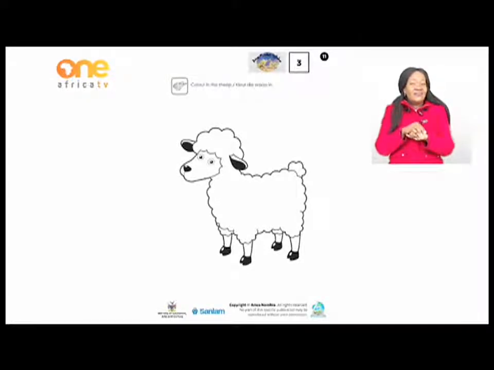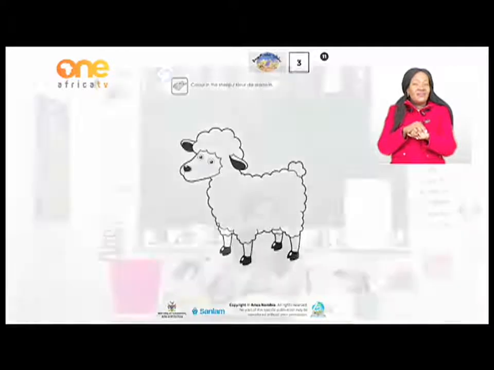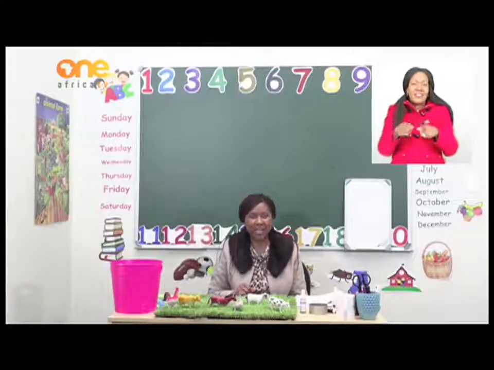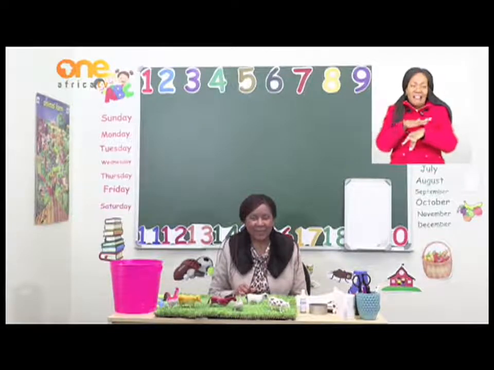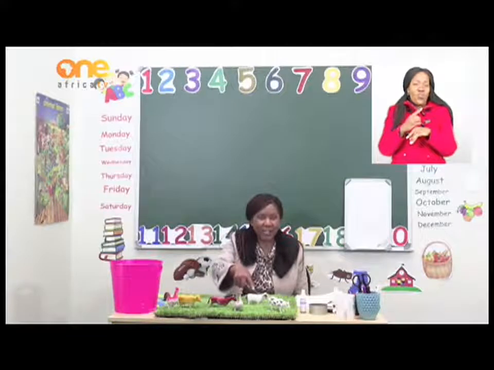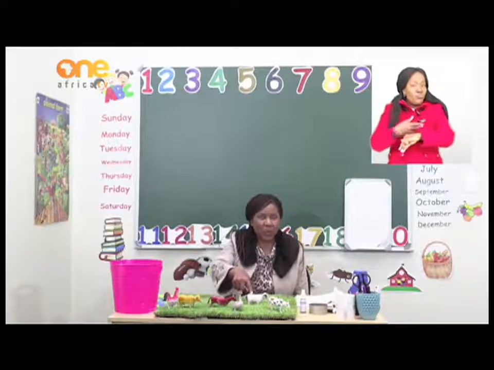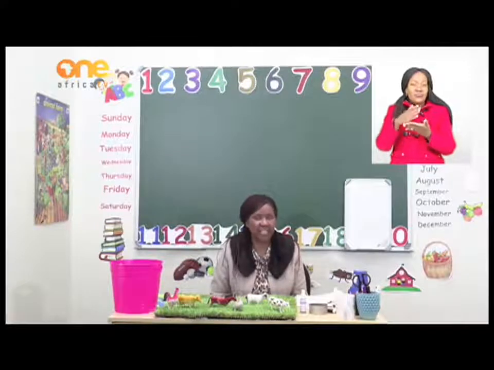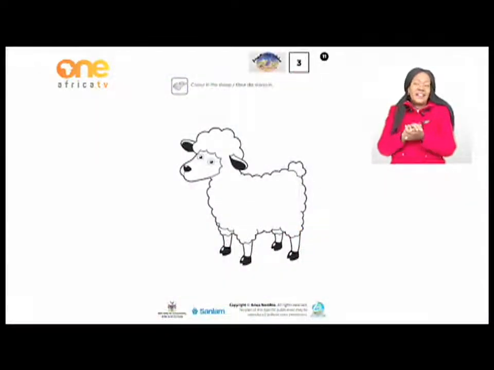Now let's look at the farm on my table. We have different kinds of animals lined up, and one of them is a sheep. So I would like you to turn back to page 11 and color in the sheep. Once you are done, we turn to page 12.